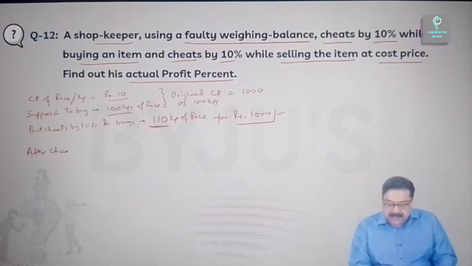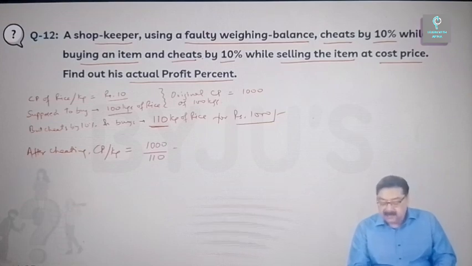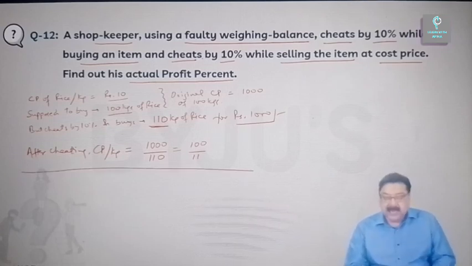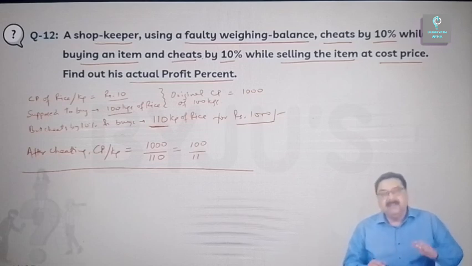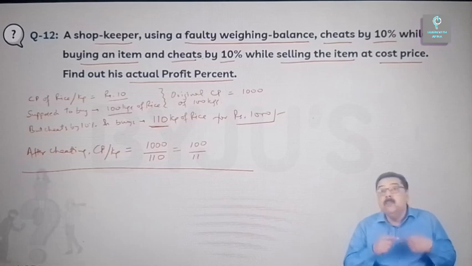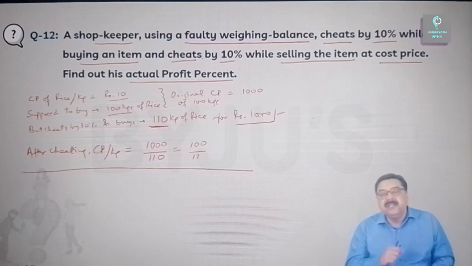So after cheating, cost price per kg of rice shall become rupees 1000 by 110, which is 100 by 11 rupees per kg. Now similarly, while selling the item, he said that I am selling the item at cost price. So I will sell 100 kgs to you. But he cheats by 10%. Now this time what does he do? He sets his weighing balance in such a way that when you buy rice from him, you don't get 100 kgs. You will get 90 kgs. And why is it so? He is cheating by 10%.